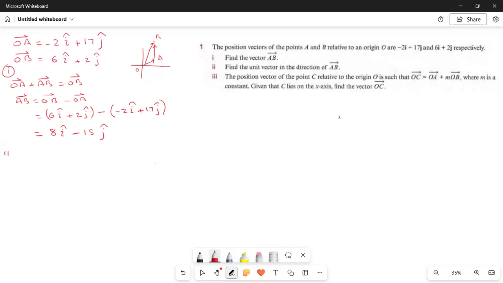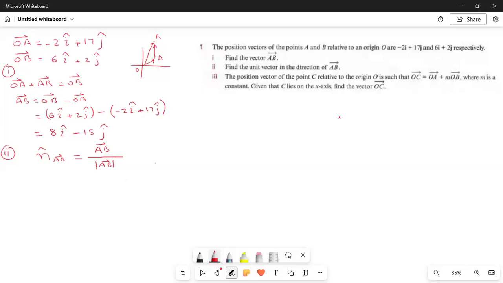Now part 2 says find a unit vector in the direction of AB. Let me write it: the unit vector in the direction of AB, let me call it n hat. How do we find this vector? If I take the vector AB and divide it by the magnitude of AB, then I will get a vector which is the unit vector in the direction of AB.